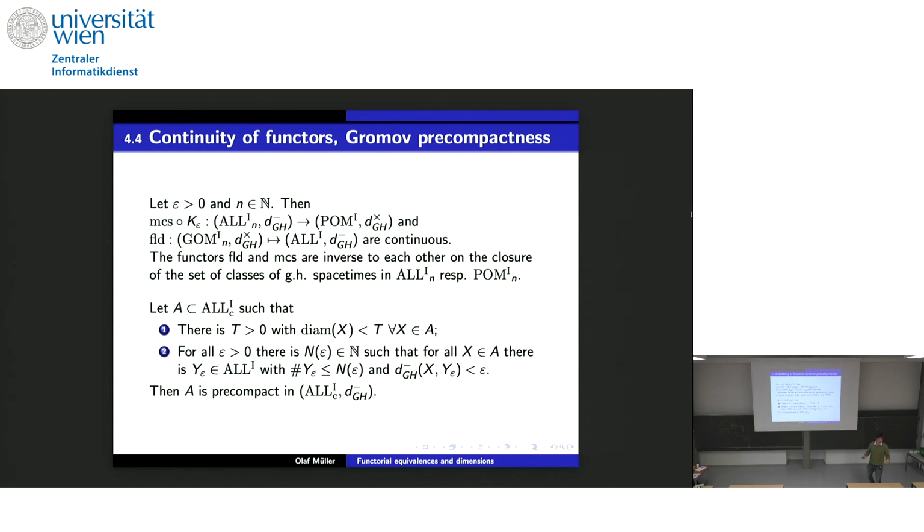And then, of course, it's interesting how large is the closure of the space of the spacetimes in this Gromov-Hausdorff space.